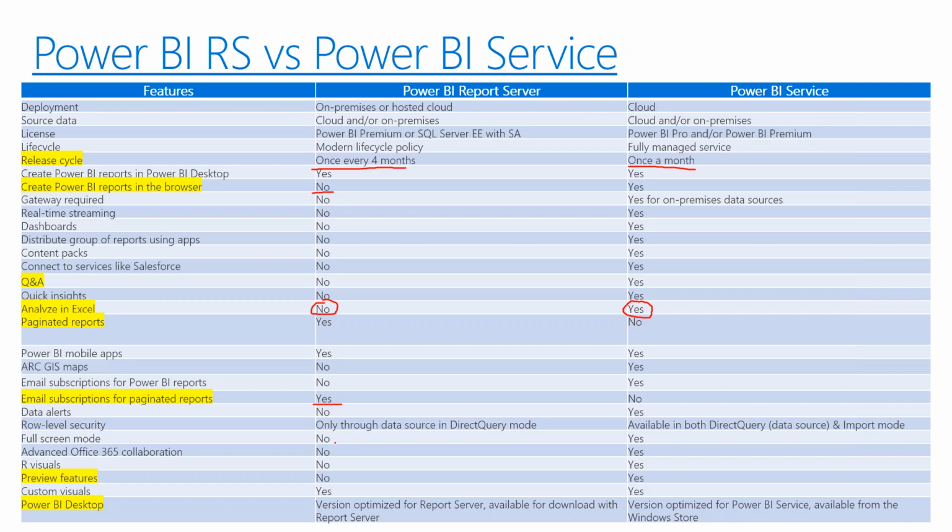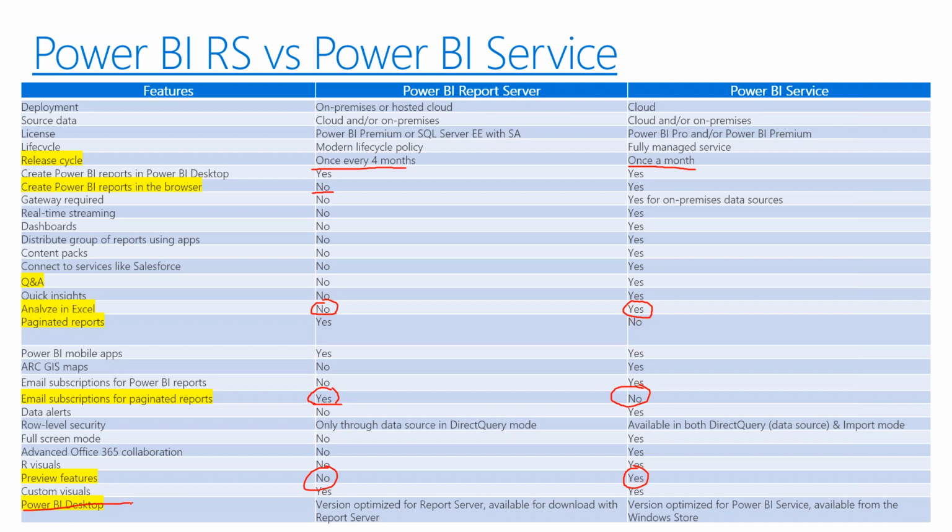Another big difference, if you are heavily using email subscriptions for paginated reports and distributing those as PDF documents in emails or to file shares, then you're going to want to use Power BI Report Server for that. Power BI Service doesn't currently have those features. Now that stuff is coming down the pipe, but it's currently not there, okay? If you're interested in getting the latest features and playing with the latest preview features, that all becomes available first in the Power BI Service, not in the Power BI Report Server.